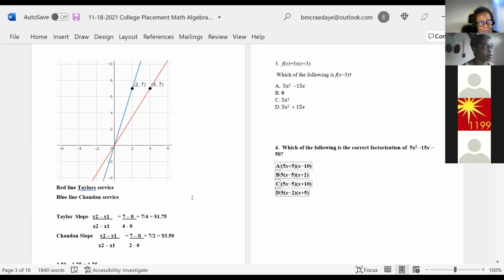Okay. You follow? Just looking at this, you can tell this blue line, which represents Shannon, is the most expensive of them, because 2 divided into 7 is bigger than 4 divided into 7. But you would actually have to figure them out to get the amount that they are different.